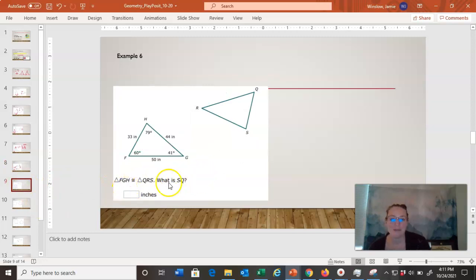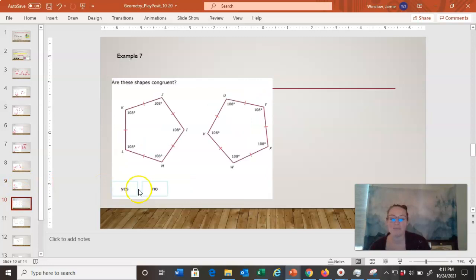Now they have the statement. What is SQ? Here's our triangle with SQ. We know nothing about SQ. There's not a single measurement. Except we do know it's congruent to this triangle. So all we need to do is figure out which side matches with SQ. Well, S is the last letter, Q is the first letter, so we're looking for HF. Here's HF, 33 inches. It really comes down to being able to read this congruent statement and obviously understand what it means, right?